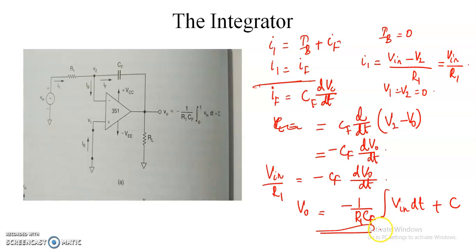The constant C is the integration constant and is proportional to the value of the output voltage VO at t equal to 0 seconds.